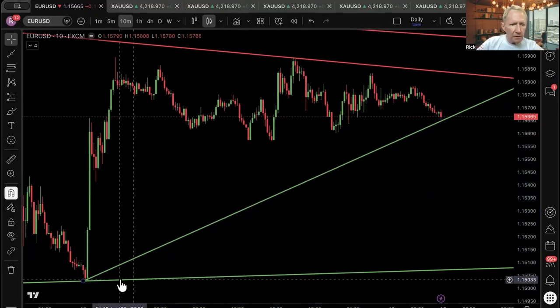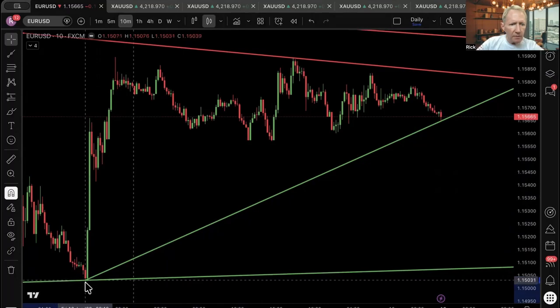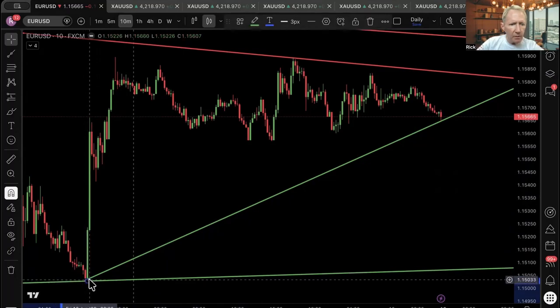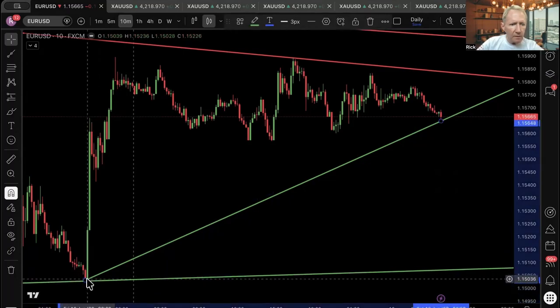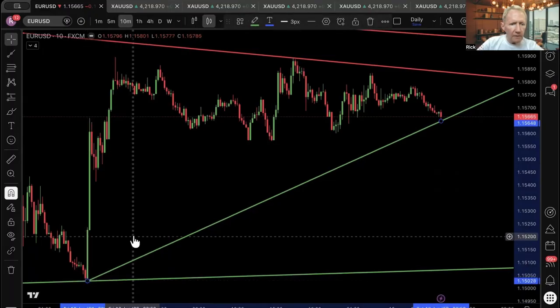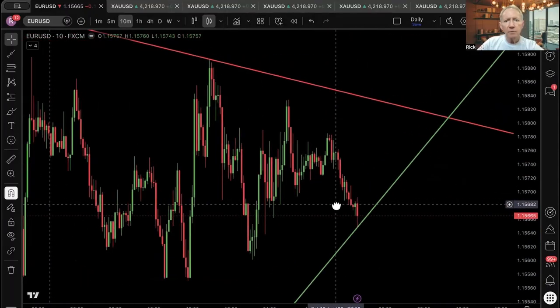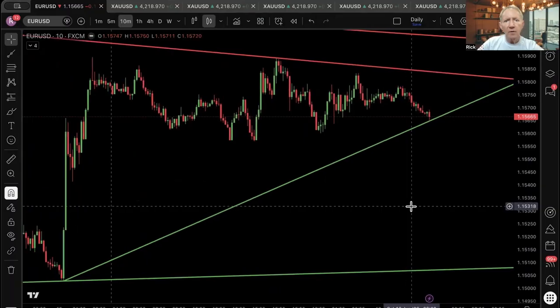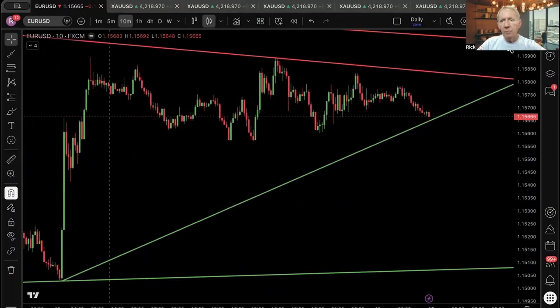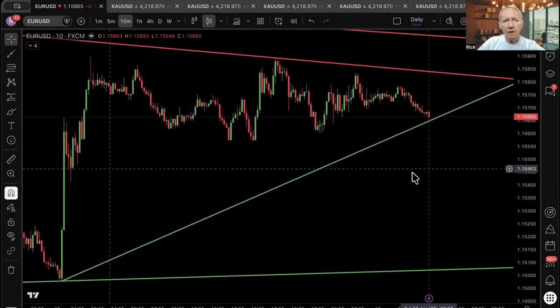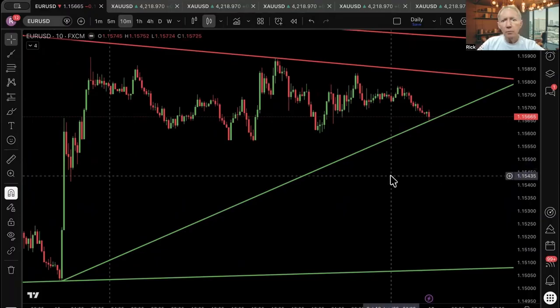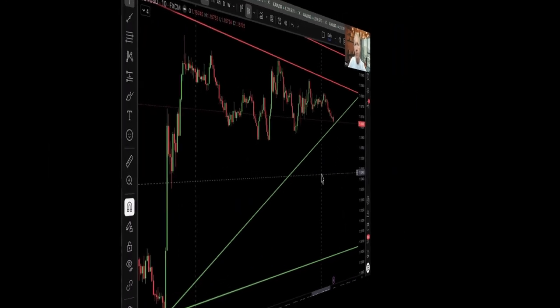Is that one correct? No, that one needs to move over just a little bit. There we go. And then this one down there. Now that looks better, more precise. Now we've got something I can work with here. This could be a very valid executable trade coming next week.